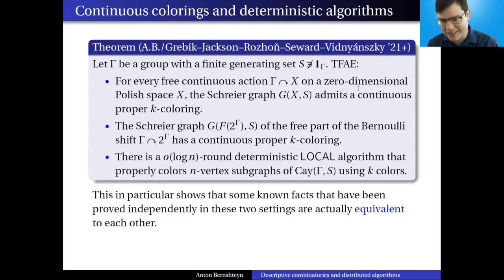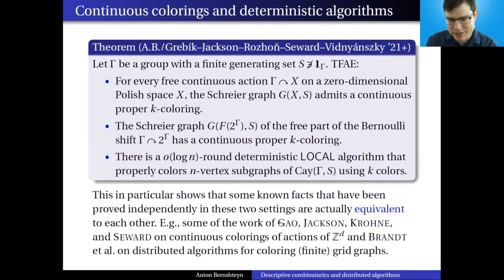I think this is interesting in its own right as an equivalence of these statements about continuous colorings on the one hand and these algorithmic statements on the other hand. But also these things are interesting independently of each other and have actually been studied independently, and some known results end up being equivalent to each other because of this. A very nice example is the work of Gao, Jackson, Krohne, and Seward on continuous colorings of actions of abelian groups Z^d, where they analyze in particular continuous chromatic numbers of their Schreier graphs. And on the other hand, there is a work of Brandt et al. I think there are nine authors on this paper, so I couldn't list all of them on the slide, where they studied distributed algorithms for coloring grid graphs, finite grid graphs. And some of the results end up being just equivalent to this correspondence.